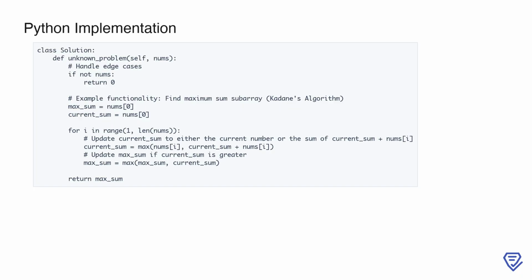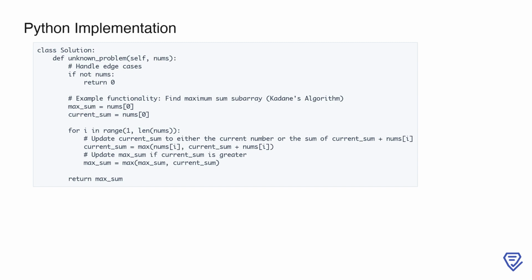First, it handles the edge case where the input list is empty, returning 0 as the result. The algorithm initializes two variables, max_sum and current_sum, both set to the first element of the input list. These variables will track the maximum sum found so far and the current subarray sum, respectively. The code then iterates through the array starting from the second element.